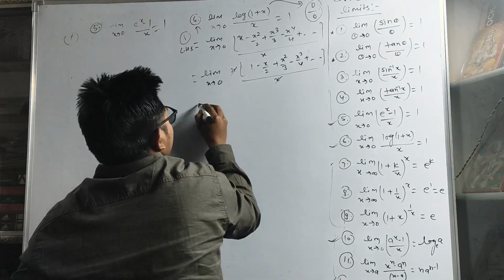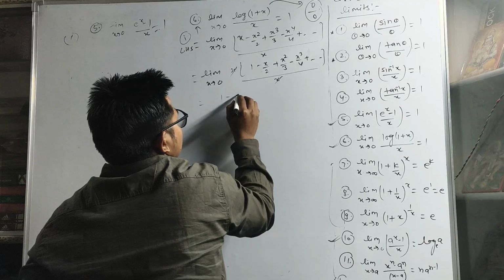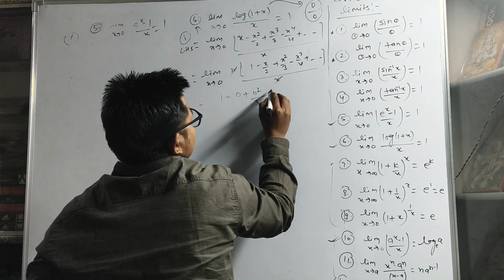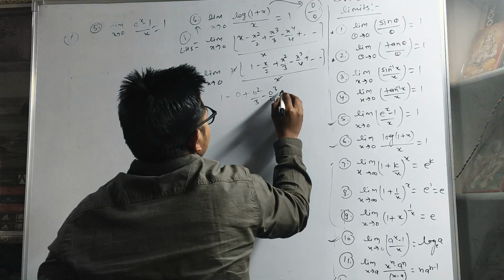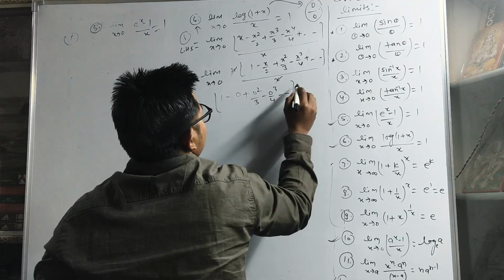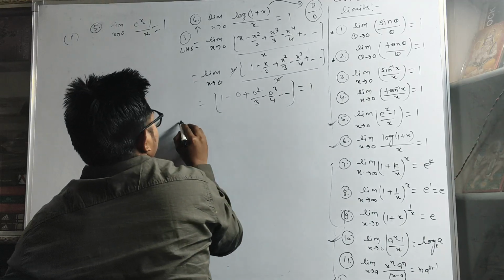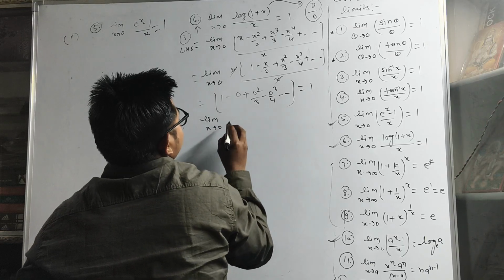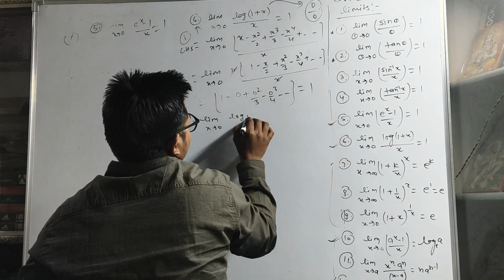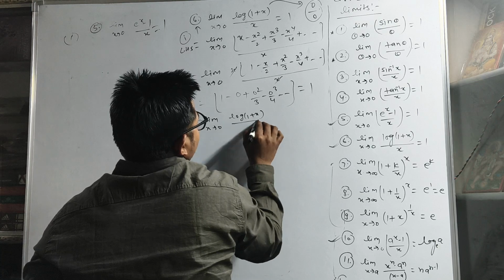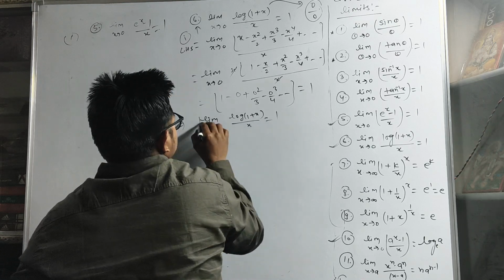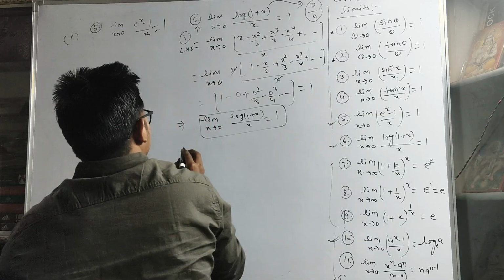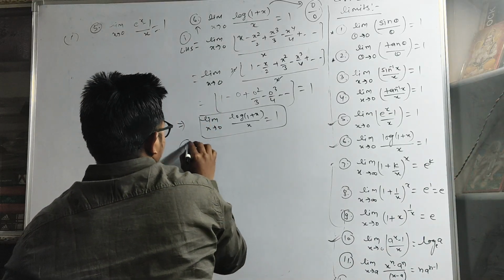This x term will cancel out. After taking the limit, 1 minus 0 plus 0 square by 3 minus 0 cube by 4 and so on. After solving, we will finally obtain 1. So the limit of the given question, that means limit x tending to 0 of log(1 plus x) upon x, equals what? 1. Okay, and the second method is L'Hospital's rule.